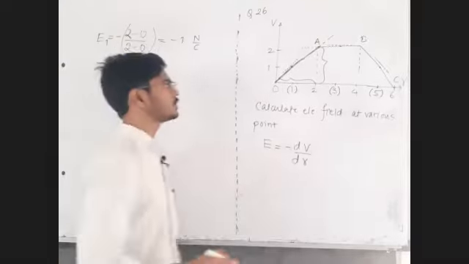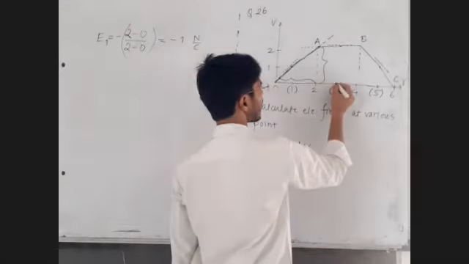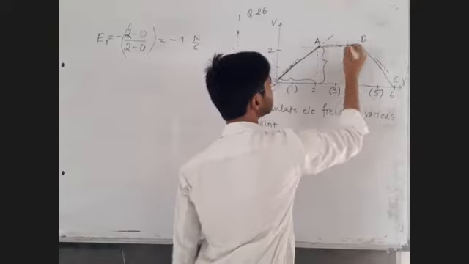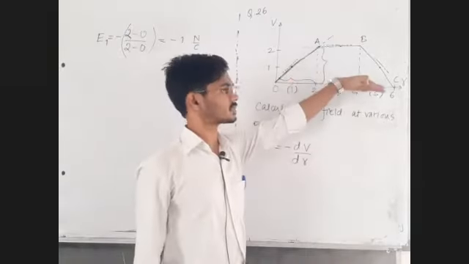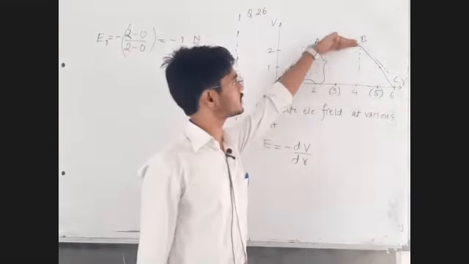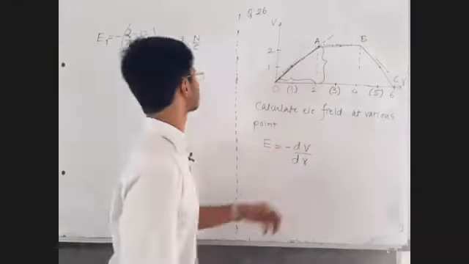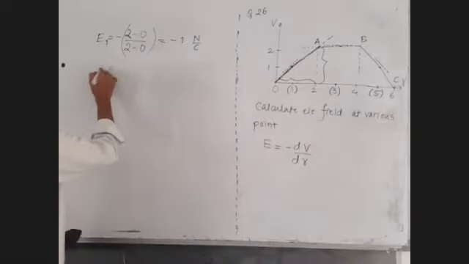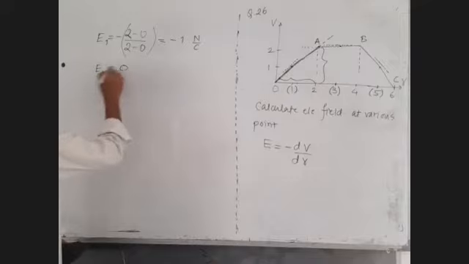Okay. Similarly, at point 3, sir, this is the tangent. This tangent is parallel to the x-axis, so the slope will be 0. So the electric field at this point will be equal to 0.